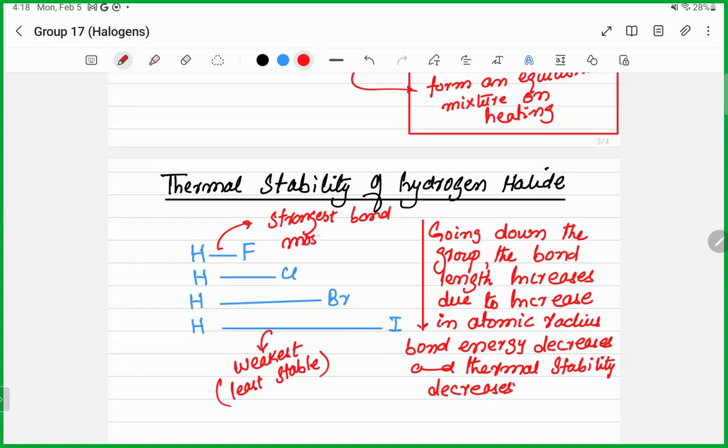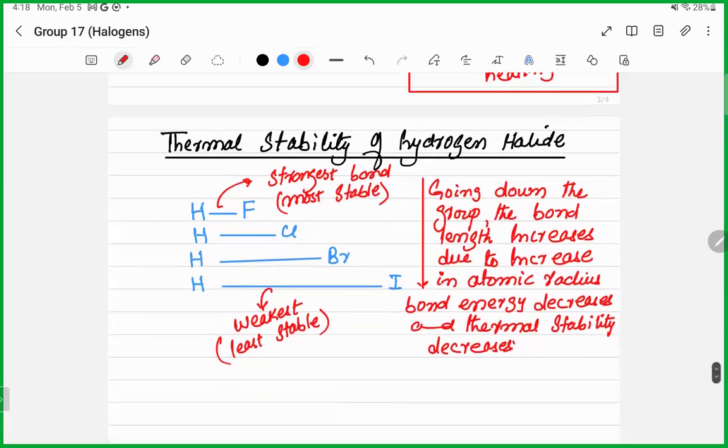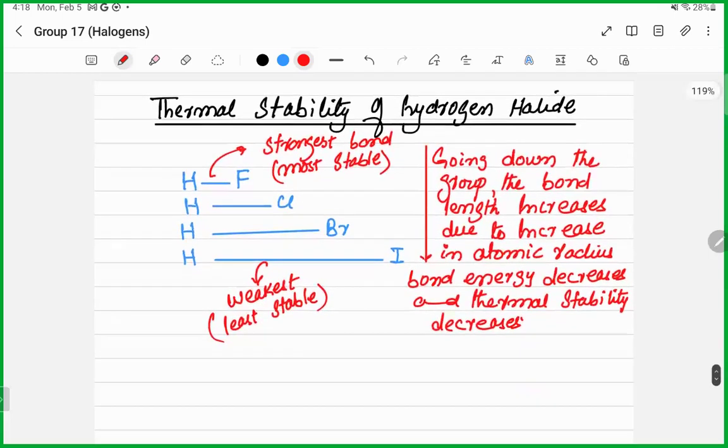This one is the strongest bond, most stable. So can I say that going down the group, the thermal stability decreases due to the increase in bond length and decrease in the bond energy. That's basically the idea. Okay. So going down the group, as the bond length increases, the bond energy decreases, and the thermal stability also decreases.